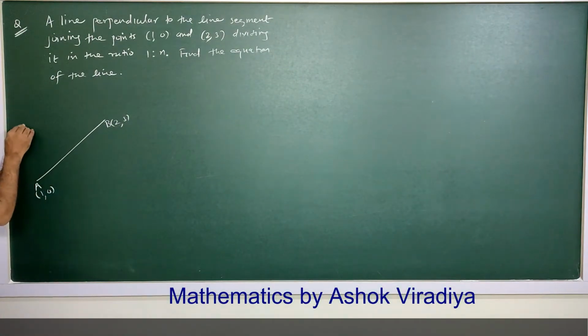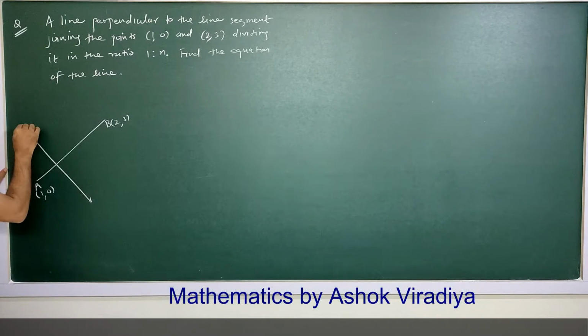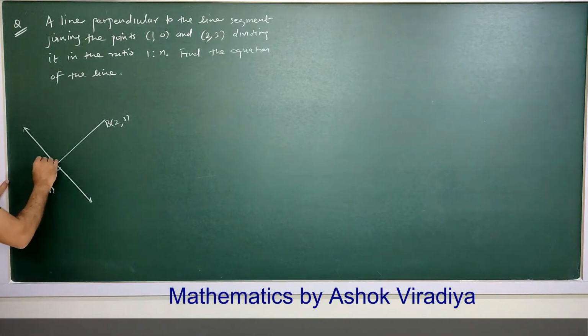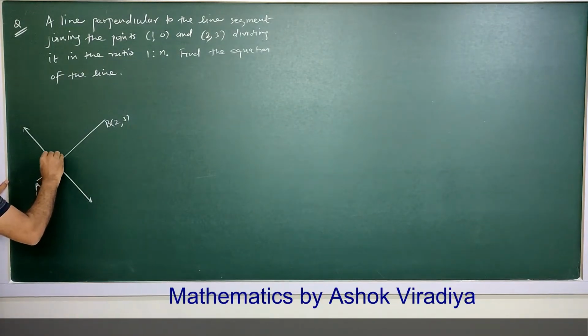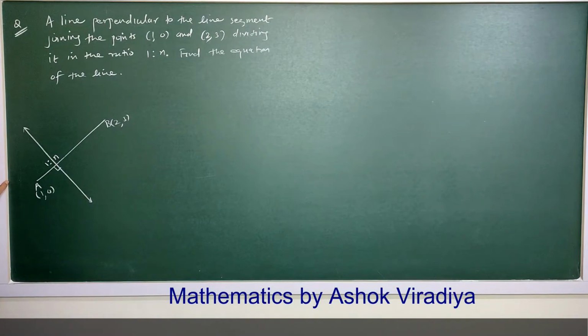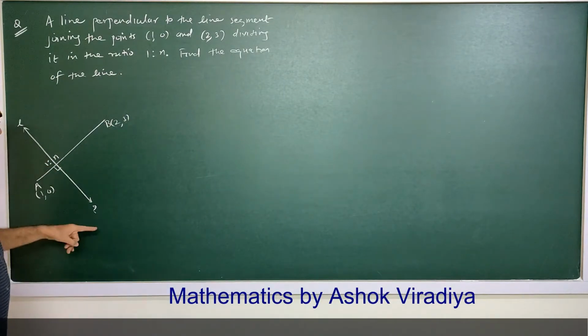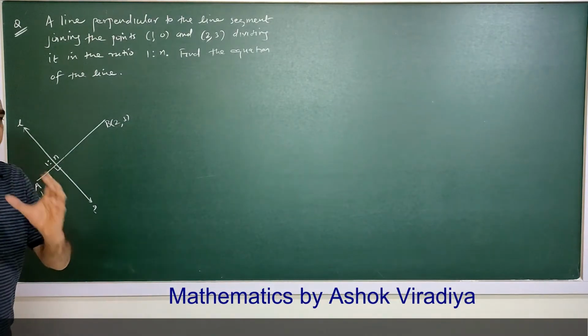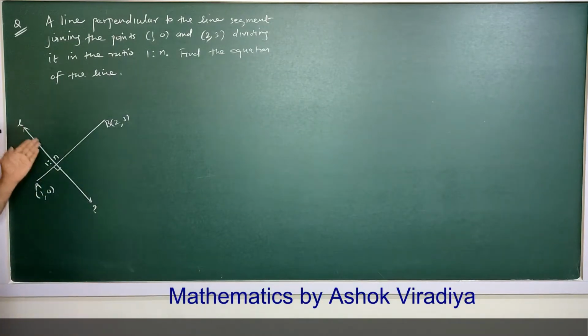Now there is a line which is perpendicular to line segment AB. This line divides line segment AB in the ratio 1:n. So we want the equation of this line. Find the equation of the line. Now to find the equation of this line, we need a point and the slope of this line.